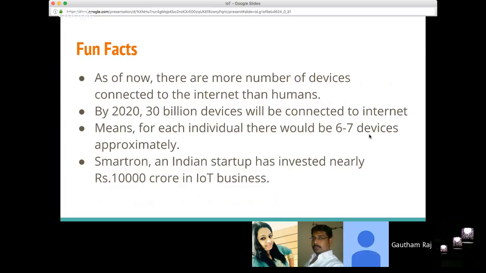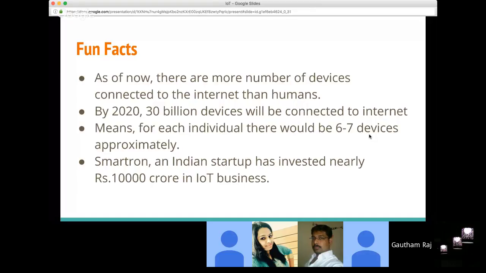So, fun facts. As of now, there are more devices connected to the internet than humans. Consider a person in today's world: he has a mobile, a laptop, an iPad. Each person has a minimum of 2 or 3 devices. So based on the population, today the number of devices connected to IoT is actually more than the number of human beings on Earth.